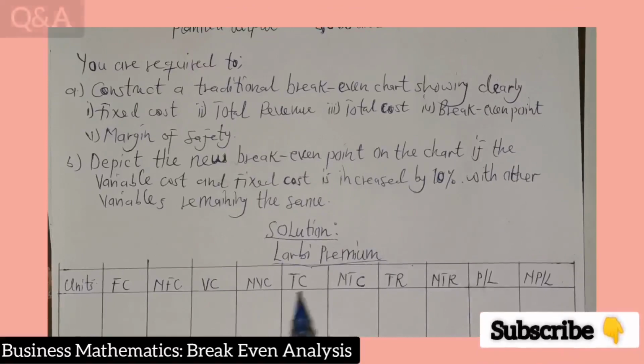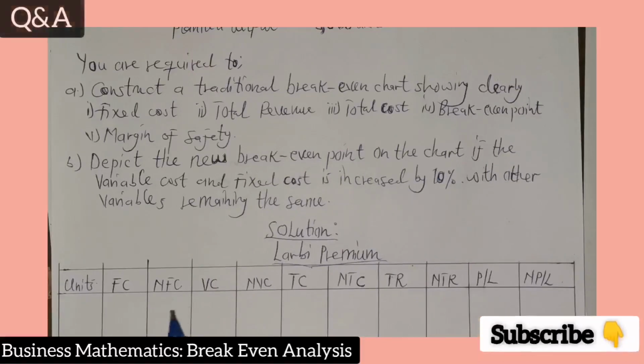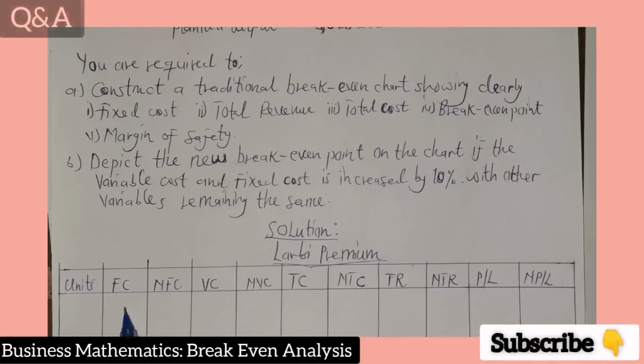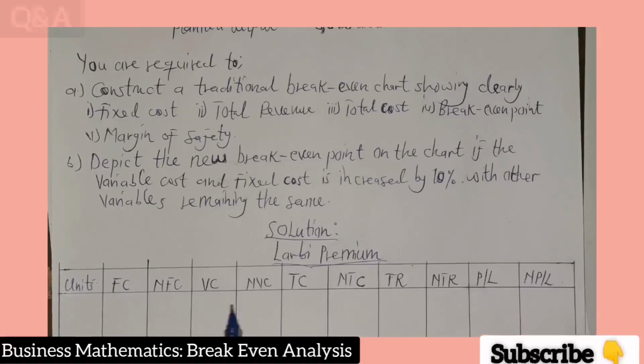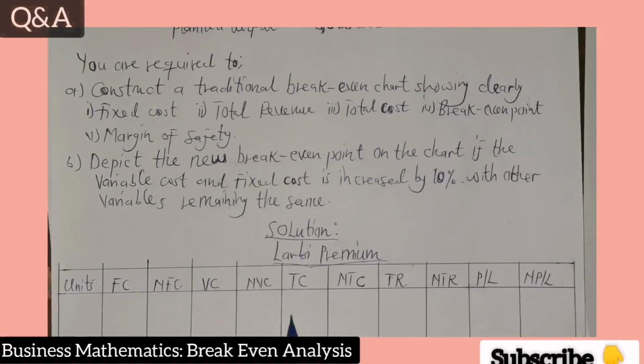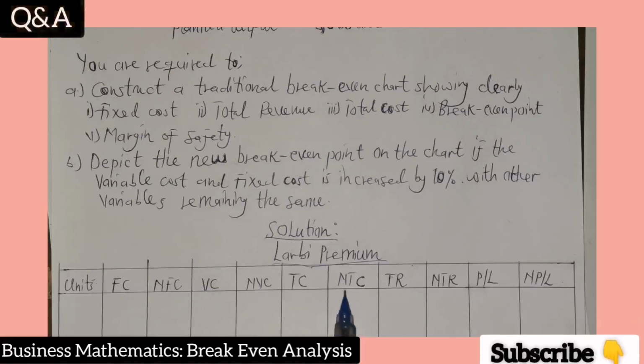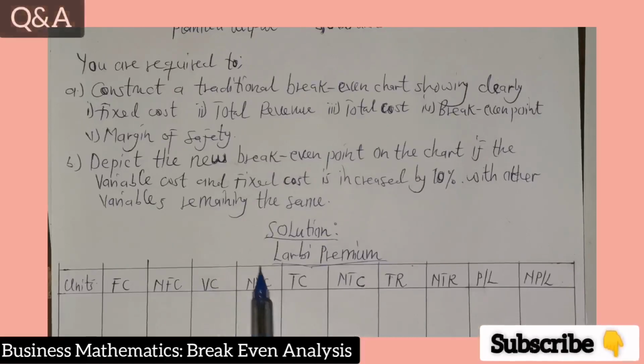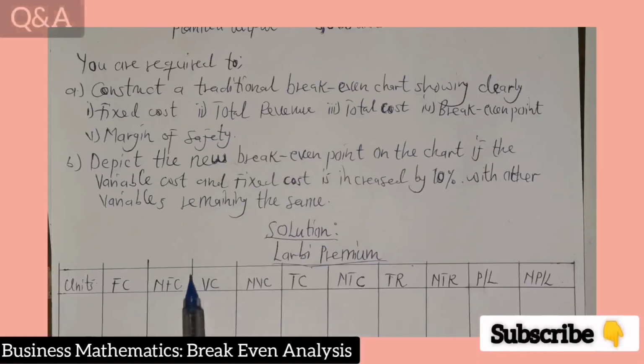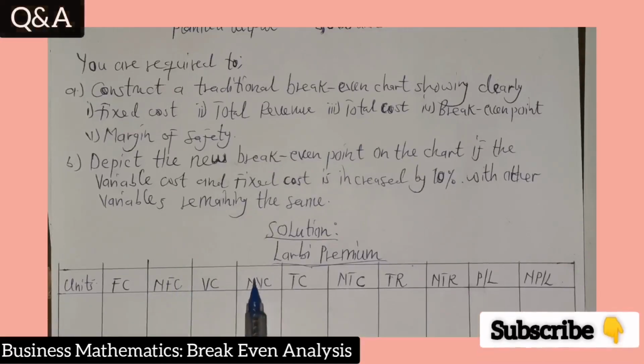Then your total cost, what is your total cost? Your fixed cost plus your variable cost. So you get a total cost where you have your original fixed cost plus your original variable cost, and you get your total cost. I hope that is clear. Then for your new total cost, as a result of your new variable cost, sorry, your new fixed cost plus your new variable cost, and you get your new total cost.